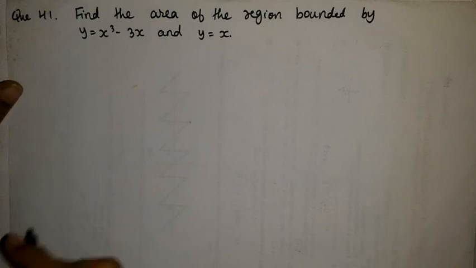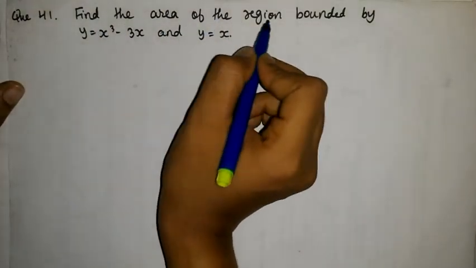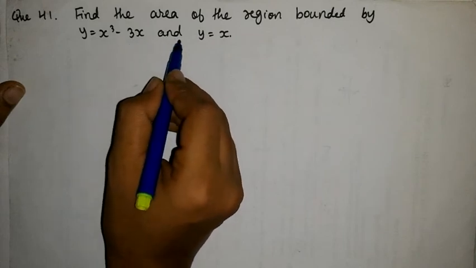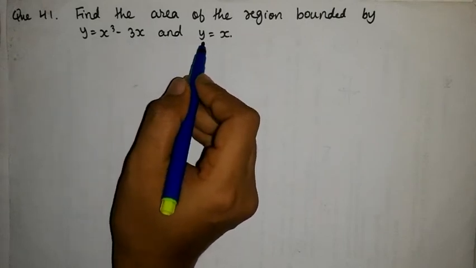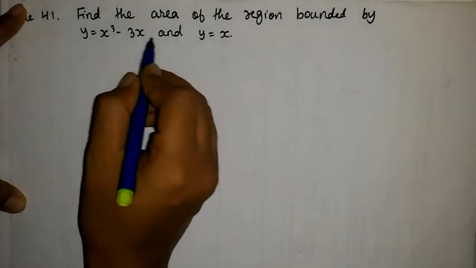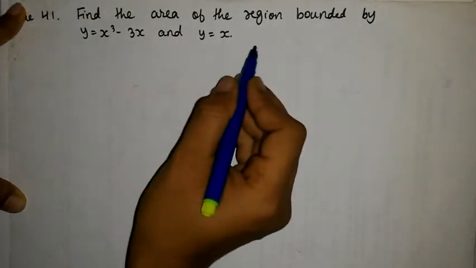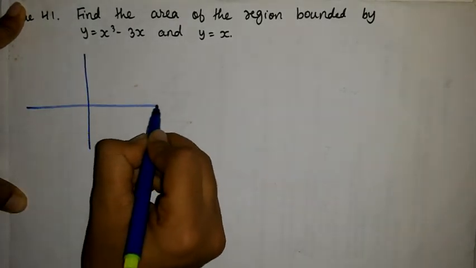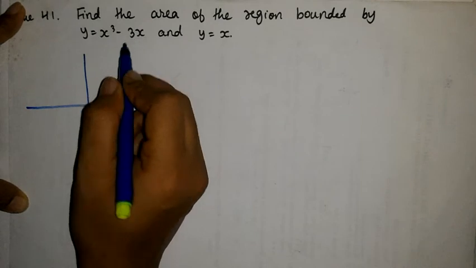So the question is, find the area of the region bounded by y is equal to x cube minus 3x and y is equal to x. It's an easier question as compared to our last question. So let's solve it. In such questions, the first step is to draw the diagram. But before that, let's find the intersecting points.